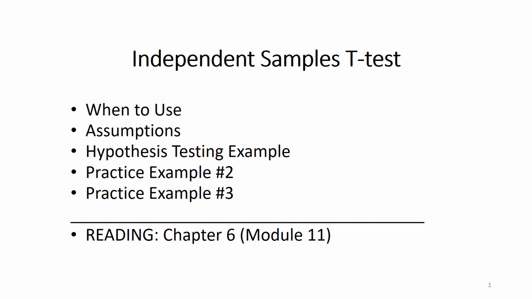This is going to be the first of two types of t-tests we're going to be discussing this semester. Within this lecture, we're going to talk about when to use the independent samples t-test. We're also going to cover the assumptions. Then we're going to walk through a couple hypothesis testing examples. We'll use our first example to paint a large picture of the step-by-step process of the hypothesis testing steps. And then at the end, I'll have two quick ones that you can practice for yourself. That's where we're going to see practice examples 2 and 3.